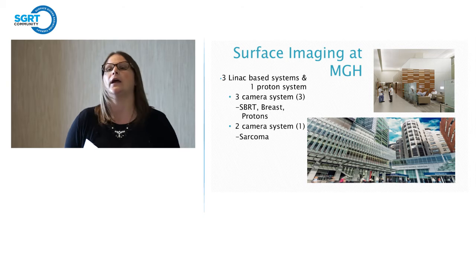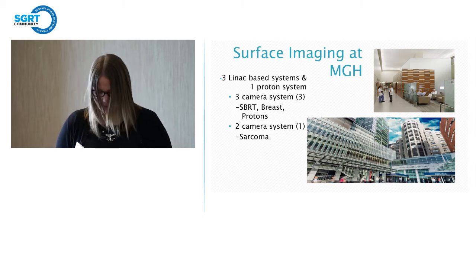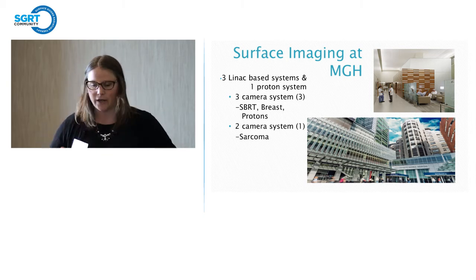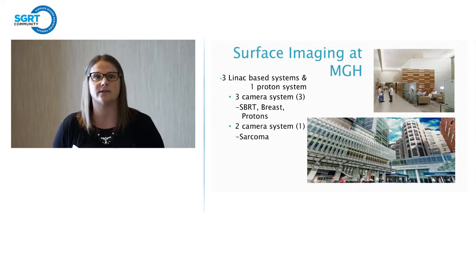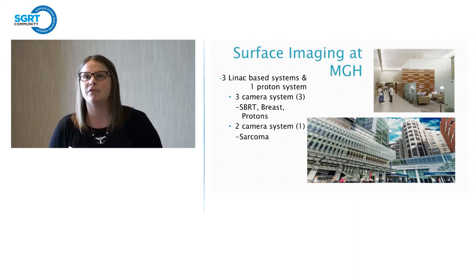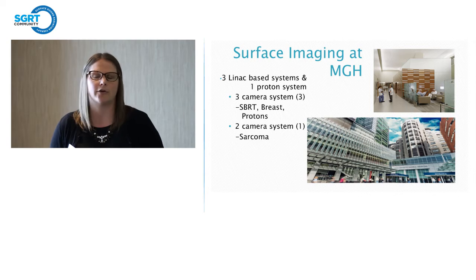So at Mass General, we have 6 linear accelerators, 2 of which are Varian for our Elekta. We have a proton center that has 2 gantries and 1 fixed beamline. On the photon side, we treat on average 190 patients a day. On the proton side, we treat 50 to 60 patients every day.